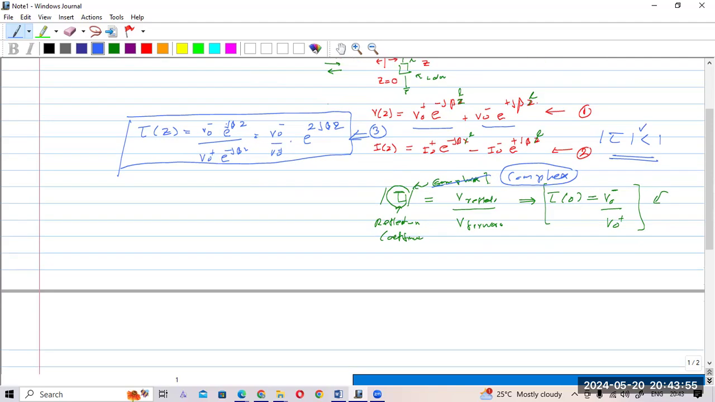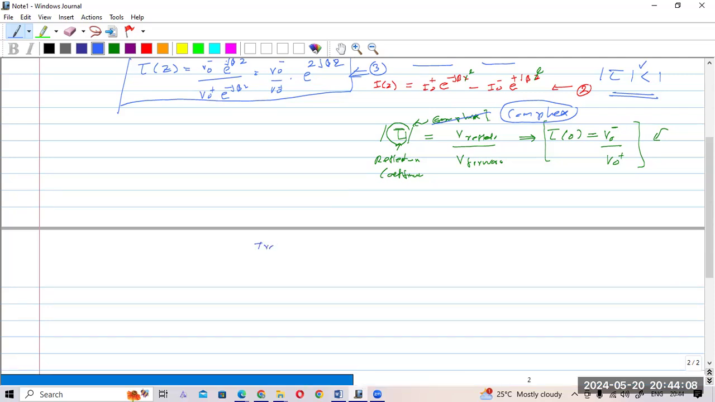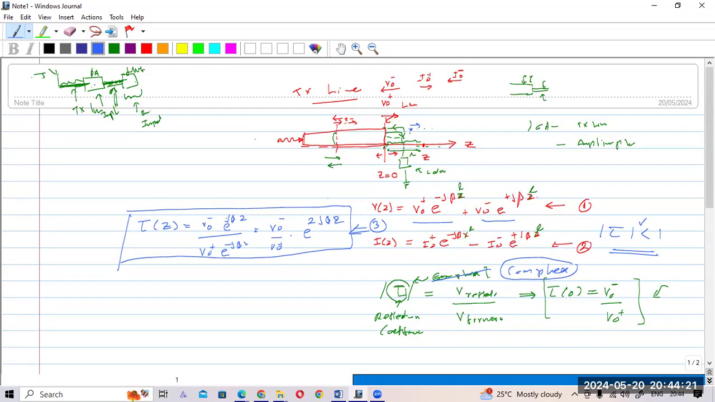Then we have learned a very important equation, that is the transmission line impedance equation. If this transmission line is connected to the load, when you are going out of the load in this direction, the transmission line input impedance will be changed.